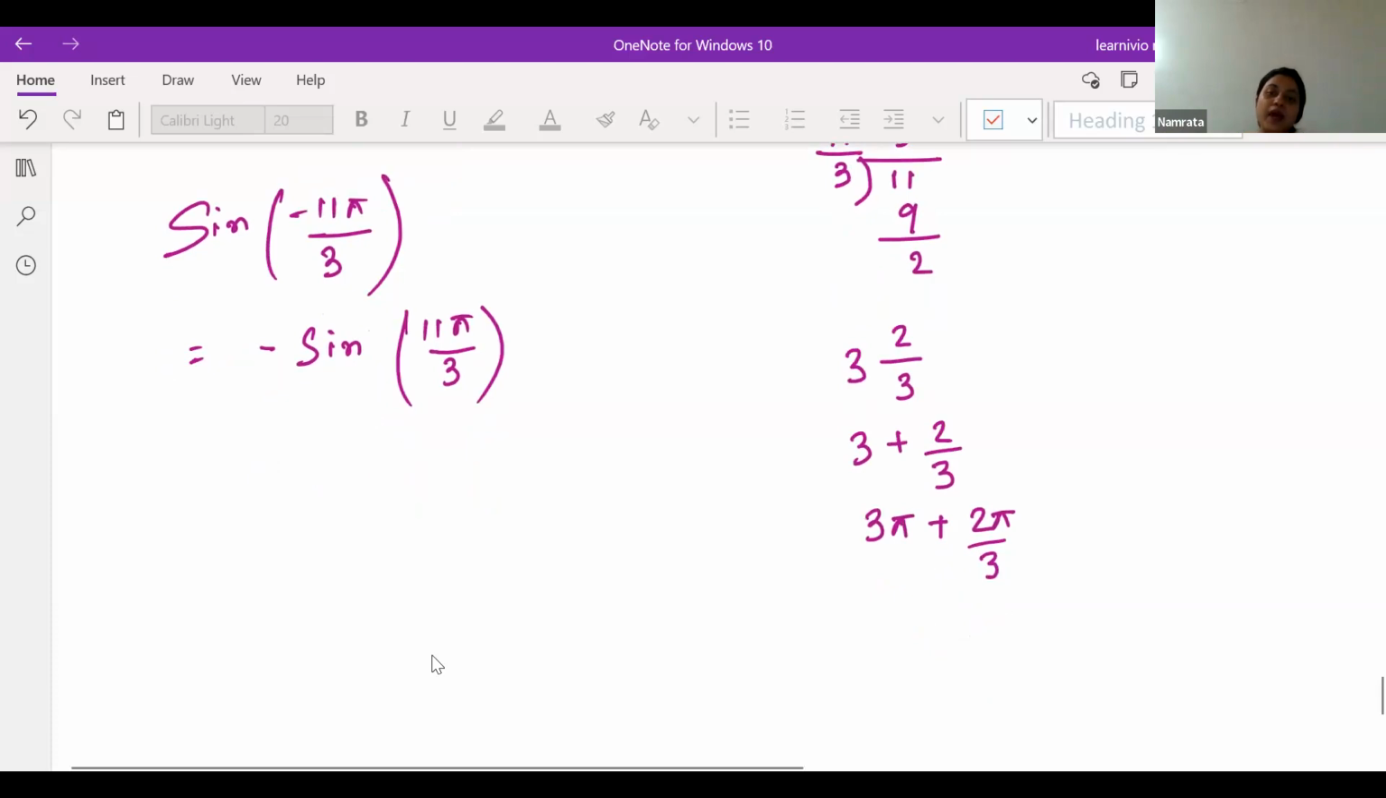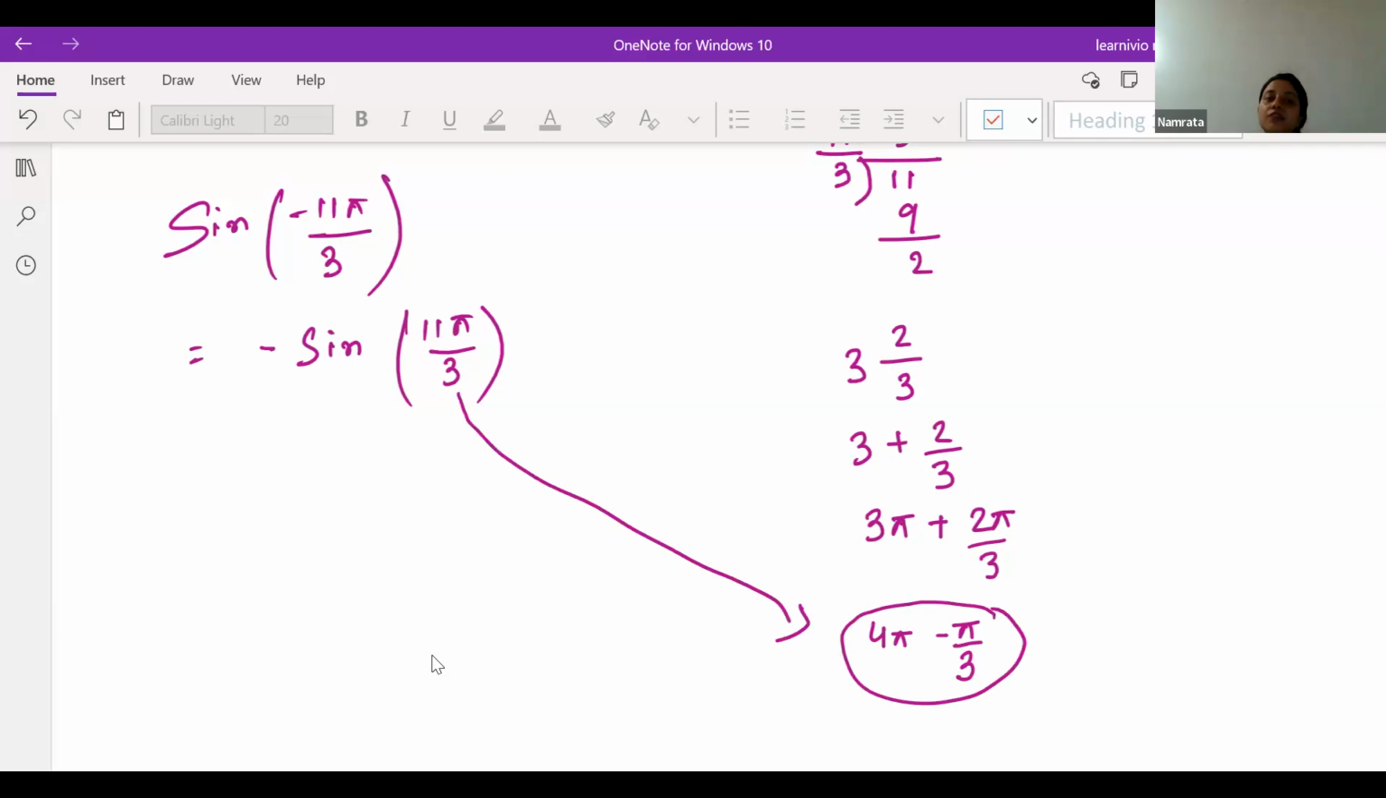So something like that we are trying to make. So can I write this 3 pi plus 2 pi by 3 as 4 pi? Just a moment. 4 pi minus pi by 3. Can we write it like this? Because we wanted to go to either 2 pi, then 4 pi, then 6 pi, then 8 pi, something like that. So can we write it like 4 pi minus pi by 3? Let's check whether it will give you 11 pi by 3 or not. Yes, Lina, will it give you 11 pi by 3? Yes, ma'am.